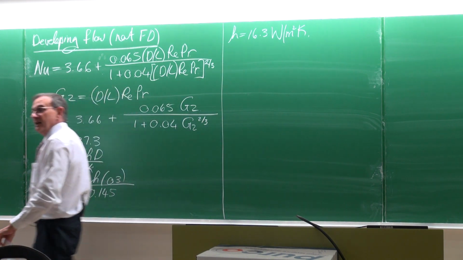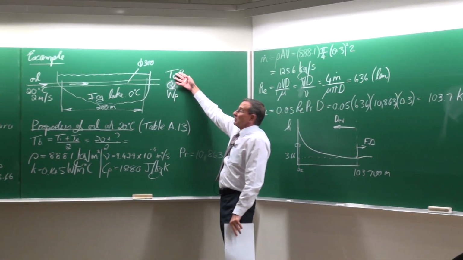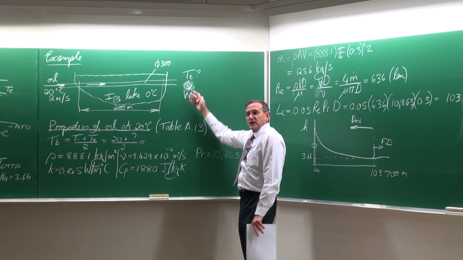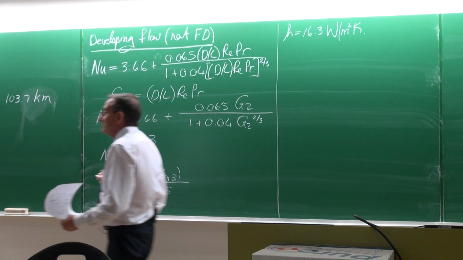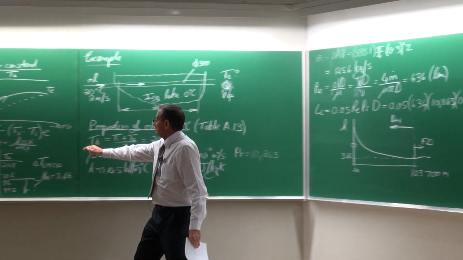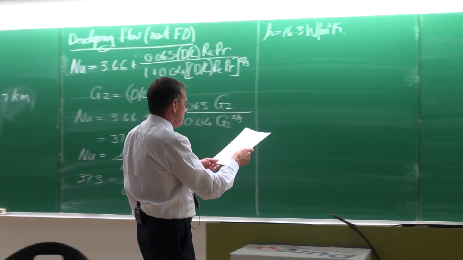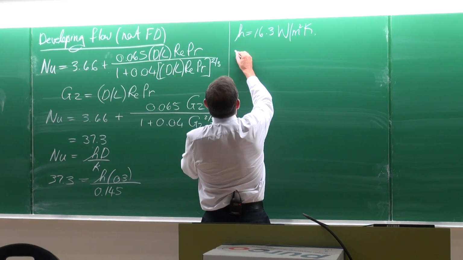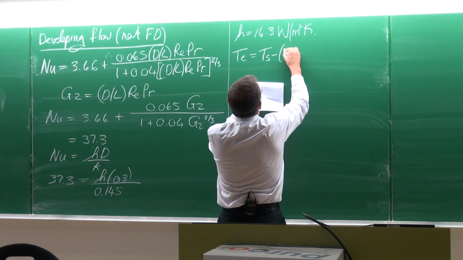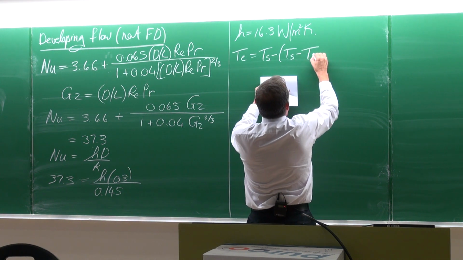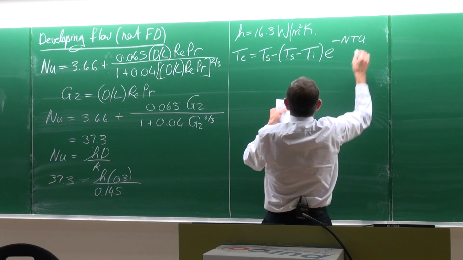What do we need to calculate? We need to calculate the outlet temperature and the heat transfer rate. So if you get the outlet temperature, it is very easy to calculate the heat transfer rate. We do that by using this equation for a constant wall temperature, because we've got a constant wall temperature problem here. So the outlet temperature is equal to Ts minus T in multiplied by e to the minus NTU.